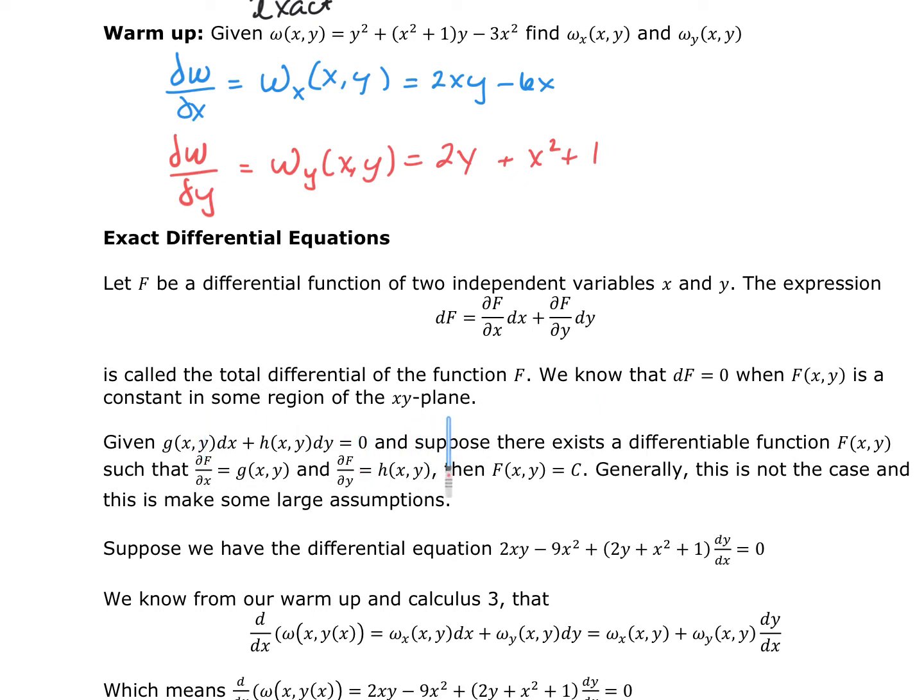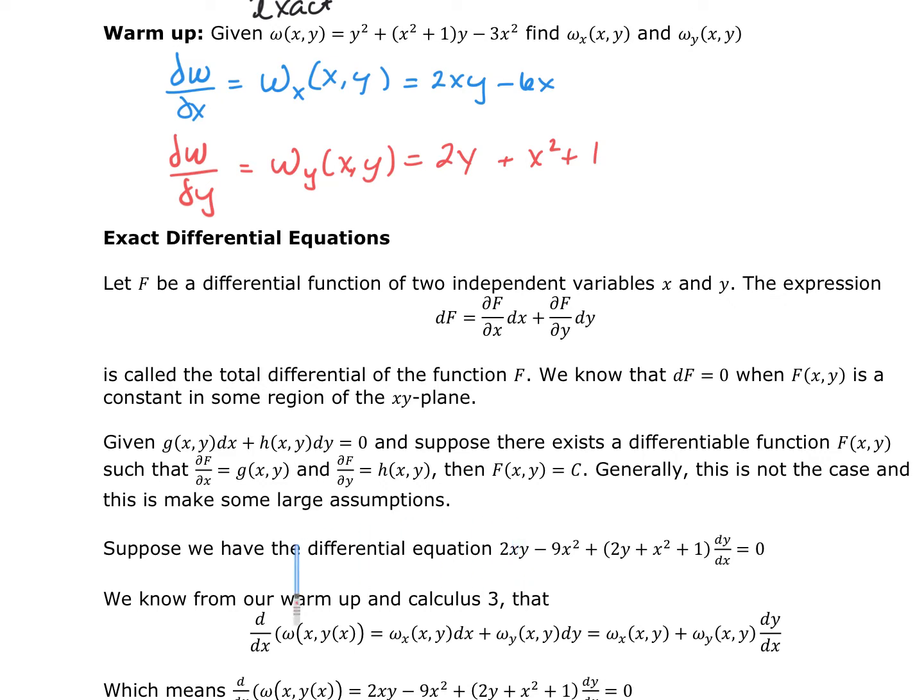Now suppose we are given that g is a function of x and y multiplying dx, and h is a function of x and y multiplying dy, and it equals 0. Then there exists a differentiable function f of x, y such that the partial derivative of f with respect to x is g of x, y, and the partial derivative of f with respect to y must be h of x, y. Then my function f of x, y is equal to c.